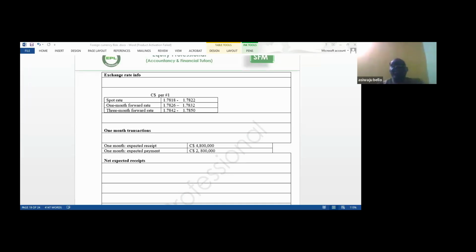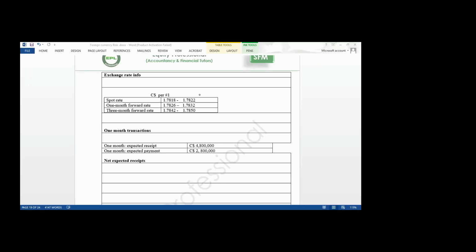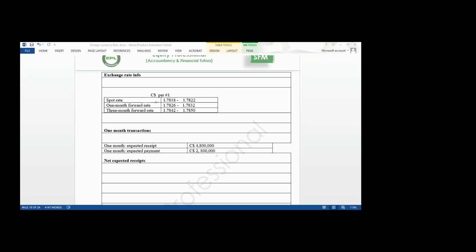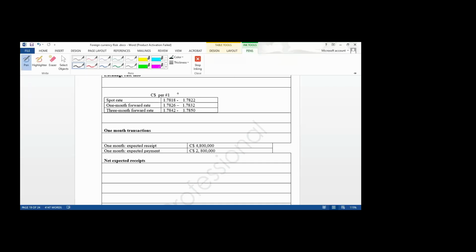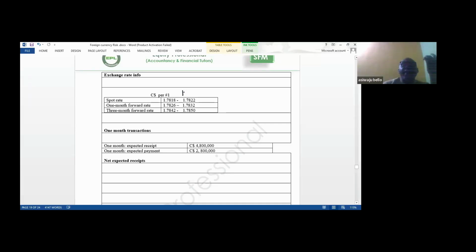So the second point is you are given central dollar per naira. Is it a direct quote or indirect quote? Indirect quote. Yes, thank you. This is an indirect quote. Please, you must identify the type of quote you are given.